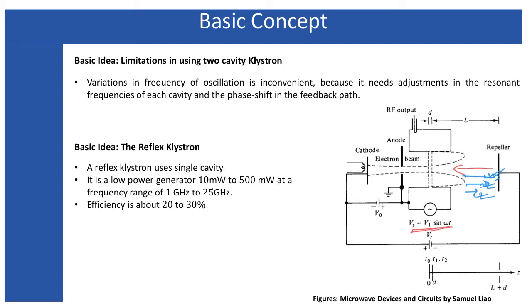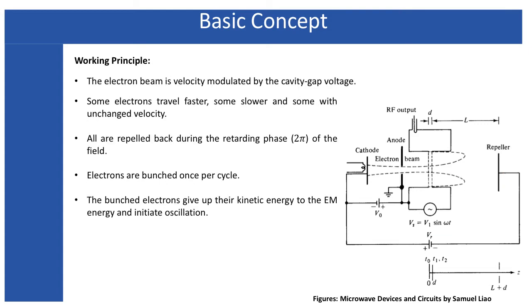And when these bunched electrons leave this cavity again during the retarding phase of the cavity gap voltage, they give up their energy, and that energy can be used to produce oscillation in the RF or microwave frequency range. Here you can see I have outlined the major points for the working principle of a reflex klystron that I have already discussed in my previous slide.